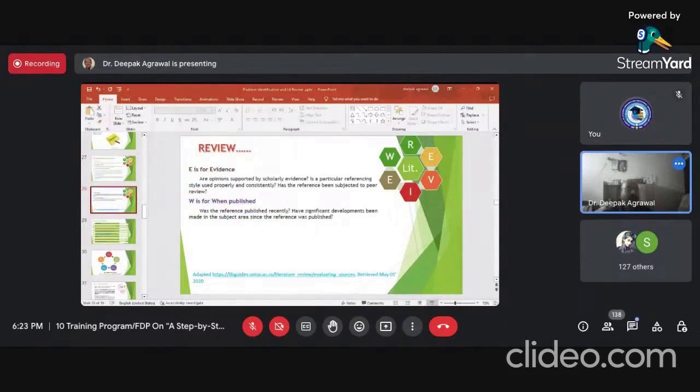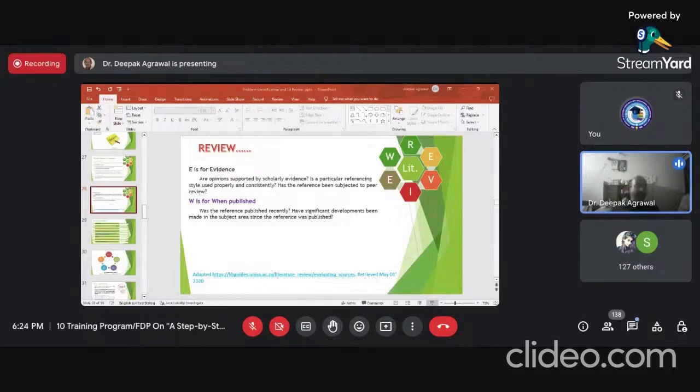E stands for evidence. Our opinion should be supported by scholarly evidence, with a particular referencing style used properly and consistently. Whatever you want to justify, please check that it has been properly addressed earlier, and whatever citations you use should be properly referred, so that adequate credit is given to the source from which the information has been collected.